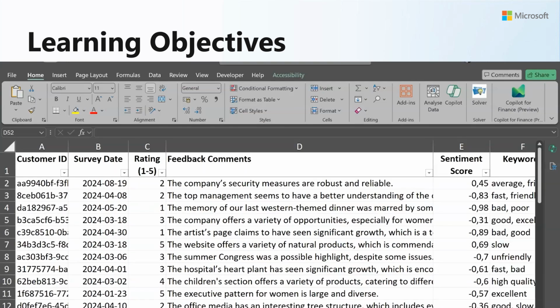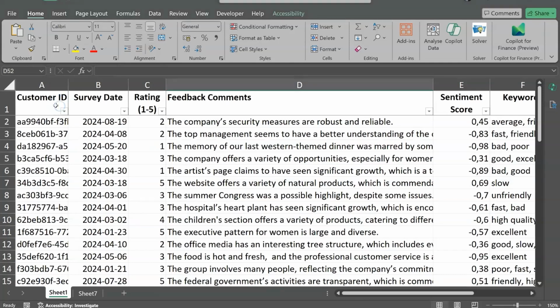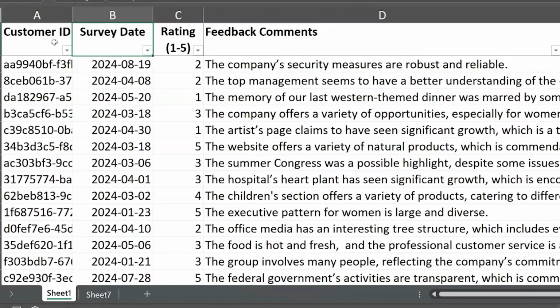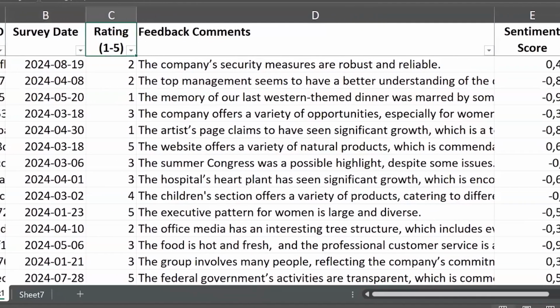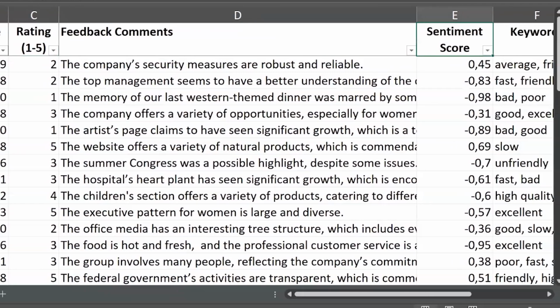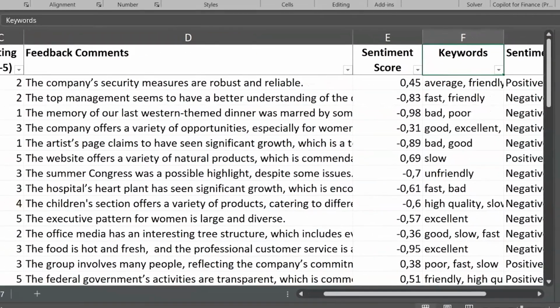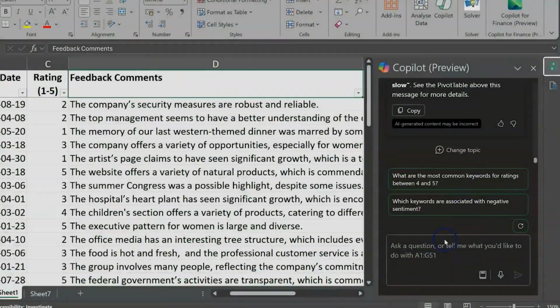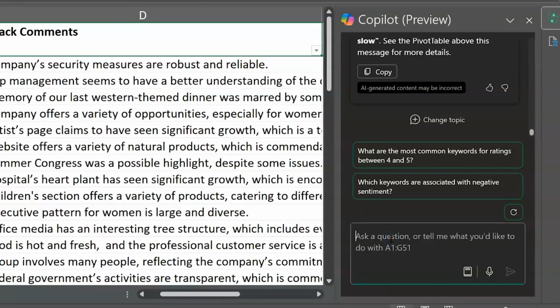accuracy. Let's start with looking at our dataset of customer feedback we've collected from surveys. It consists of the following columns: customer IDs, survey dates, ratings, text feedback, sentiment scores, and keywords. Our task is to summarize the key themes in the customer feedback comments. So let's start with entering the prompt into the chat pane.